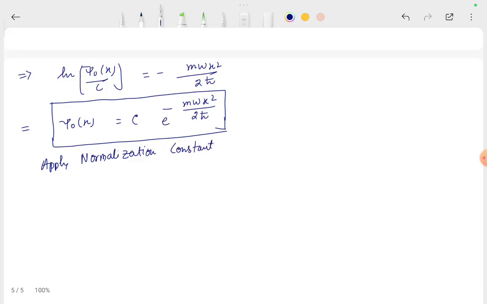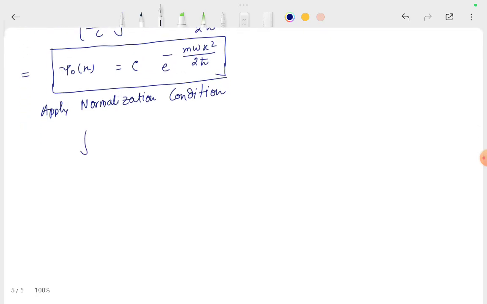Normalization conditions, not normalization constant. Apply the normalization condition. What are the limits? Minus infinity to plus infinity. We already discussed here that for harmonic oscillators the turning points are actually minus infinity to plus infinity, so the particle moves from minus infinity to plus infinity. So by default we take the integration from minus infinity to plus infinity.